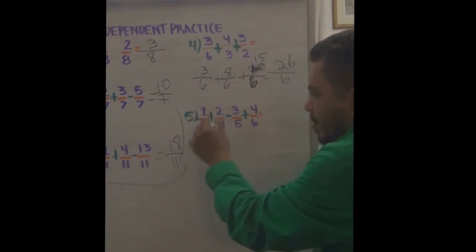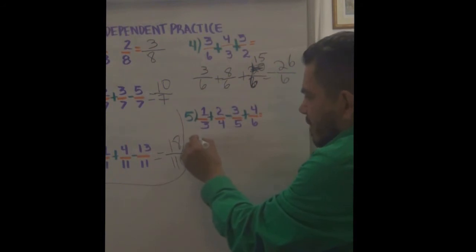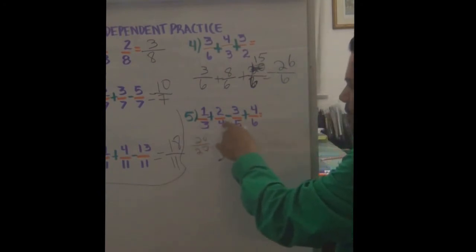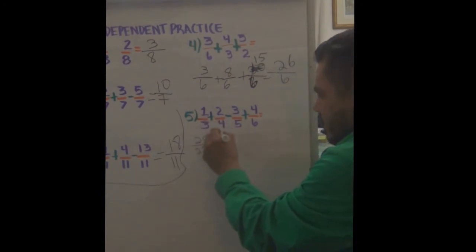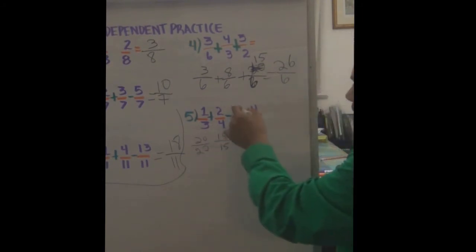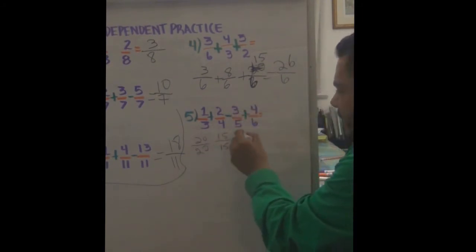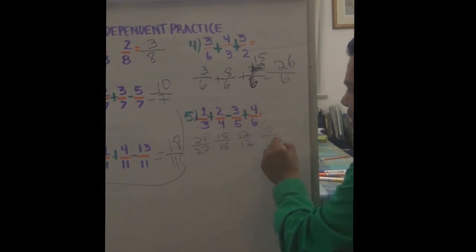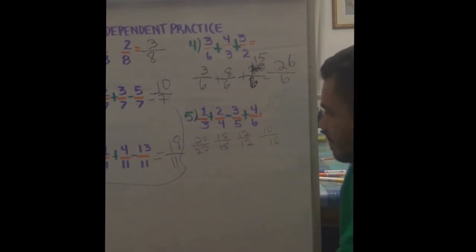So this one, I'm just going to put it over here. I'm going to multiply this by 20 over 20 to get 60. Can I multiply 4 by something to get 60? Yes, 15 over 15. Can I multiply 5 by something and get 60? Yes, 12 over 12. And can I multiply 6 by something to get 60? Yes, 10 over 10. I hope you understand what I'm doing right now.